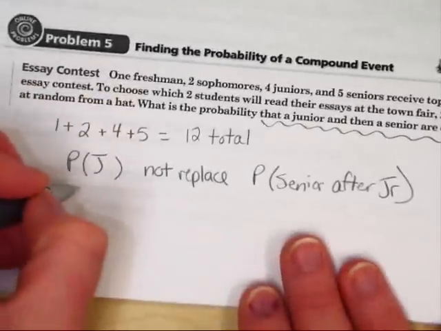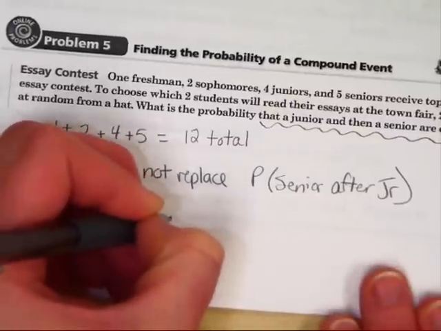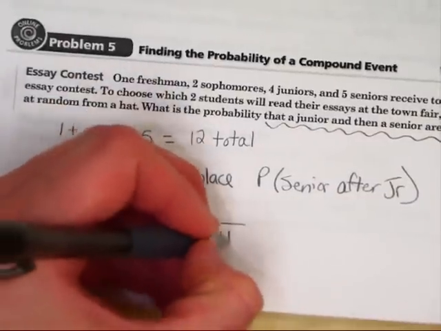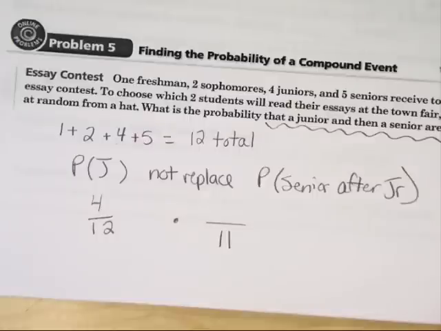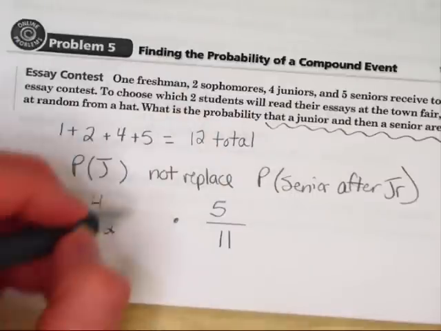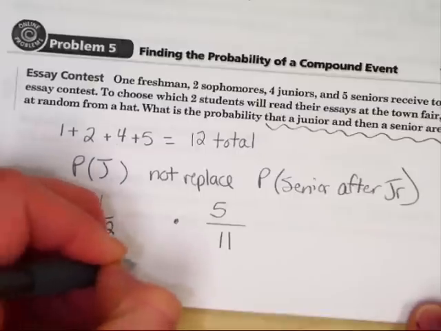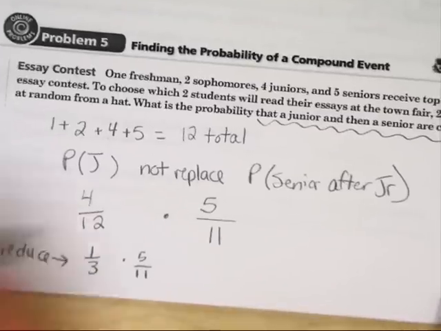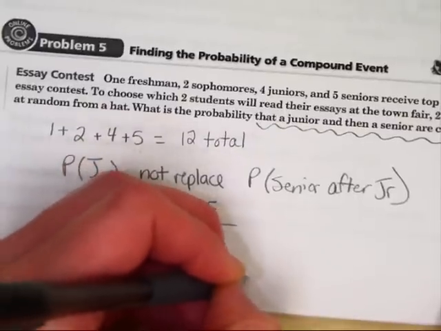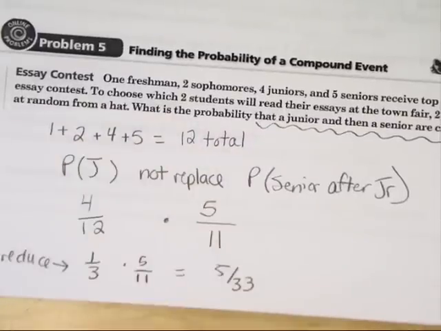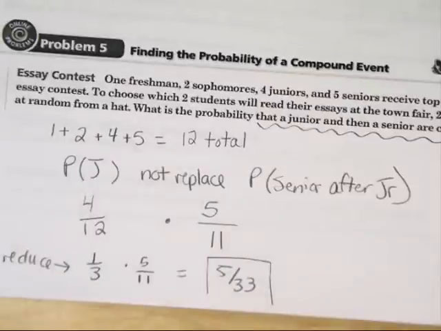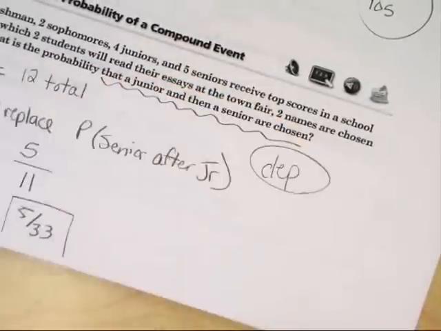Okay, the probability of a junior is 4 out of 12 times the probability of a senior after a junior. Well, if you take away the junior, this goes down to 11. And how many seniors were there? 5 of them. So you can reduce here if you want. That's really 1 over 3 times 5 over 11, and that equals 5 over 33. So the probability that you'll get a junior and a senior is 5 out of 33. These are dependent events because one is affecting the other because you are not replacing the name.